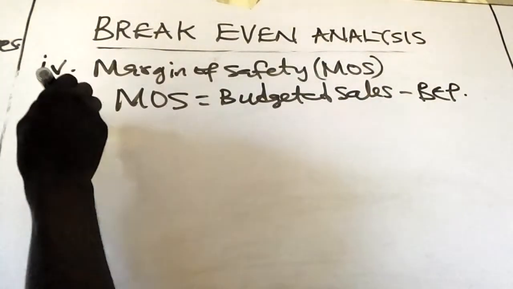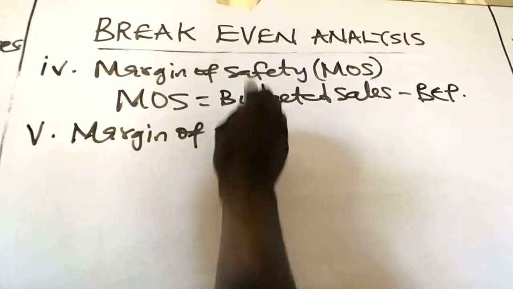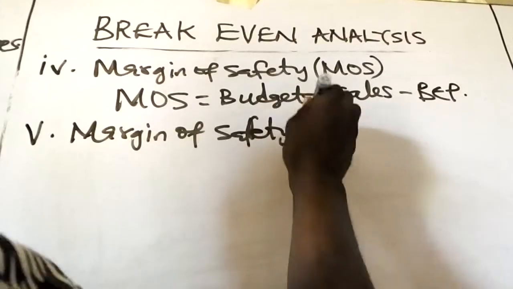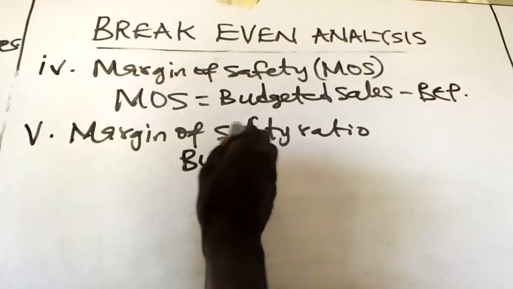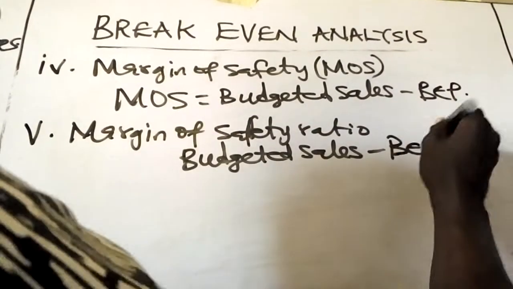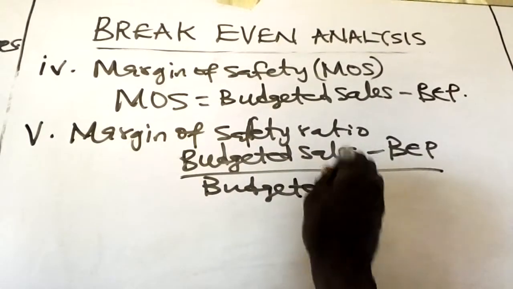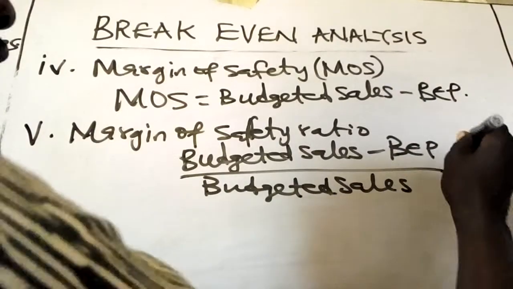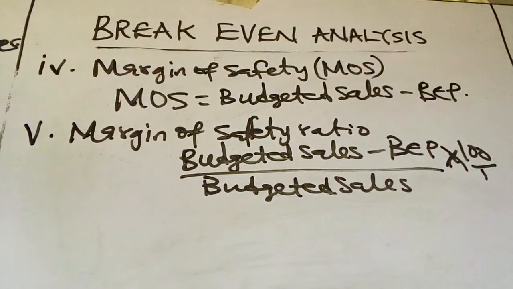Number 5, margin of safety ratio. That will be budgeted sales minus break-even point over budgeted sales, times 100. That is the margin of safety ratio.